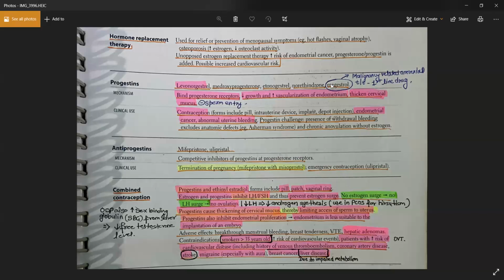Then you have the inhibitors of the progesterones, and these are mifepristone, or ulipristal. And by inhibiting receptors of the progesterone, can I increase the contractions in the uterus?